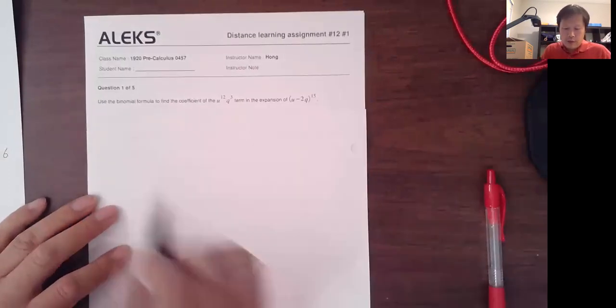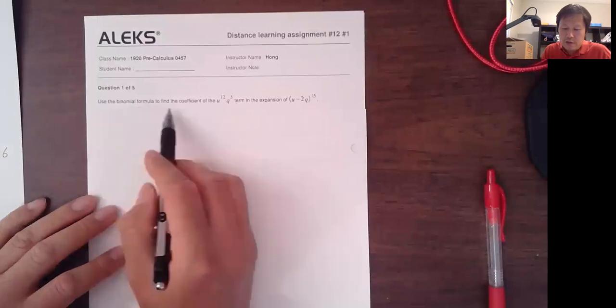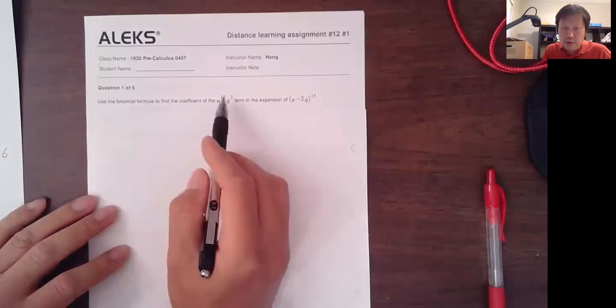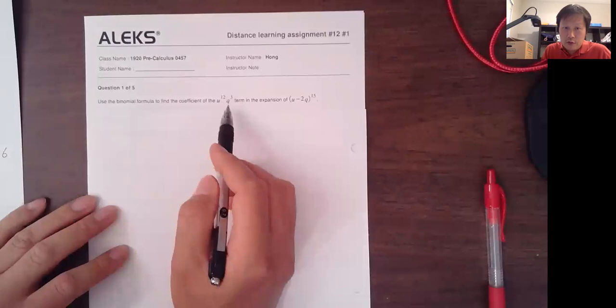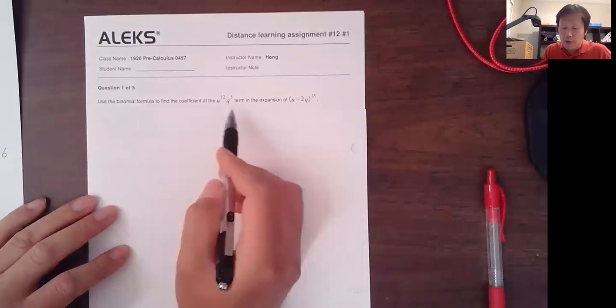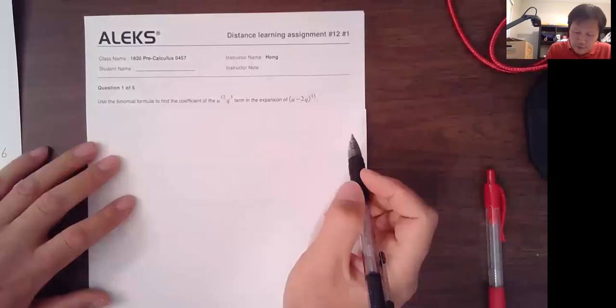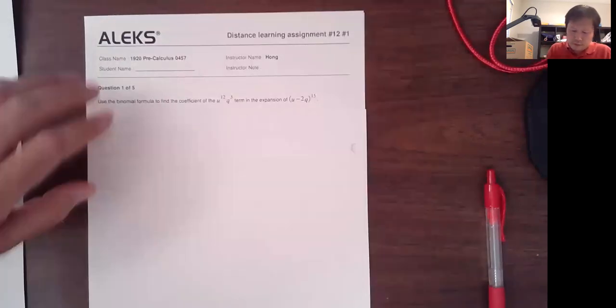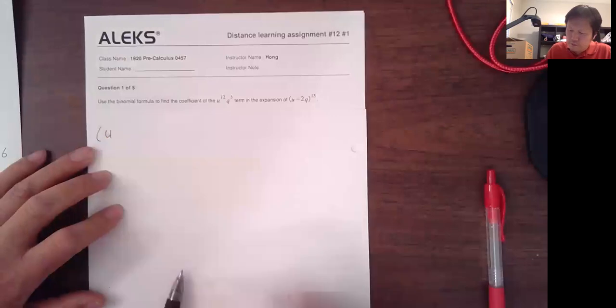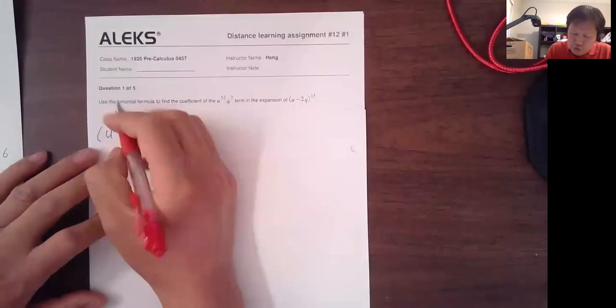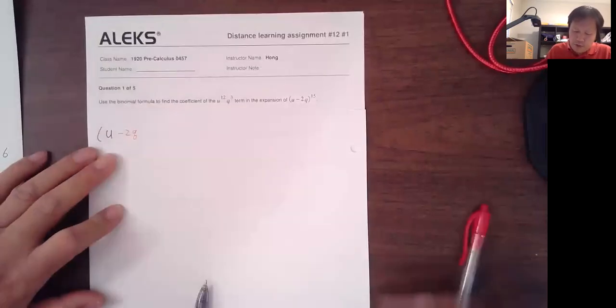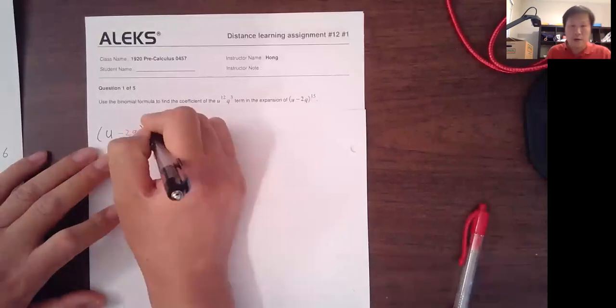So, use the binomial formula to find the coefficient of the u to the 12th power, q to the 3rd power term in the expansion of this. So if you look at it, it's (u minus 2q) whole thing to the 15th power.